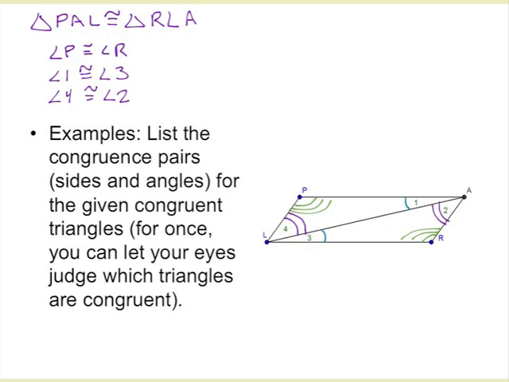All right, then we need our sides. Sides, again, we can just steal right from our triangles. So PA has to match with RL. Then the second set of letters, AL, matches with LA. And then the first and last, PL, matches with RA.